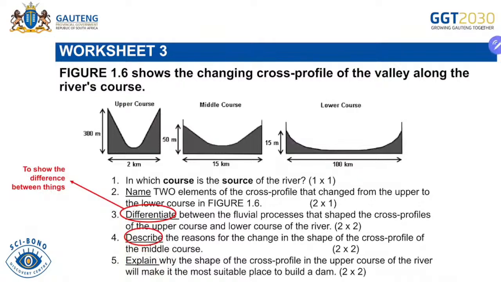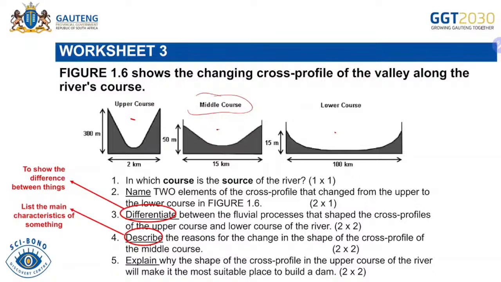Then the next question, describe. What does describe mean? It means that you list the main characteristics of something. So you're giving a clear description of something. So here we're giving a description of the reasons for the change in the shape of the cross profile. We can see there's a change here and there and there. So give reasons for the change in the profile of the middle course rather. So your focus will be on this one.